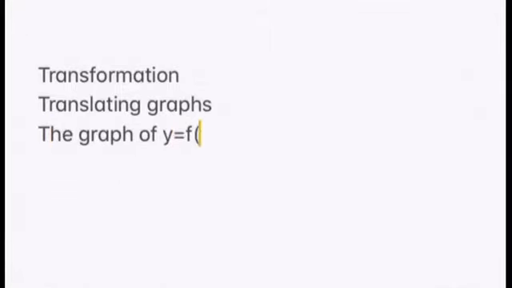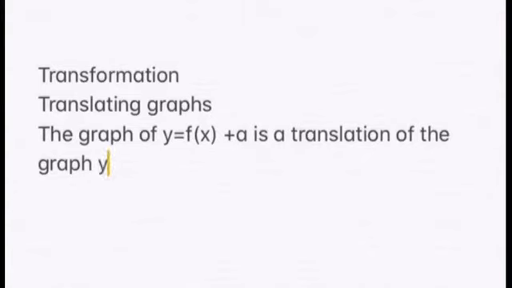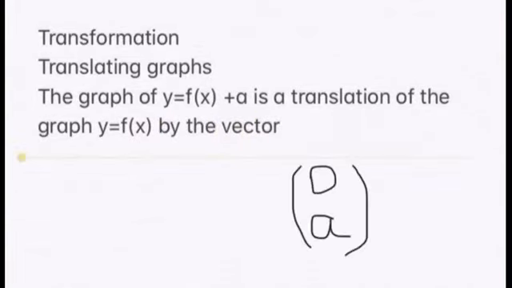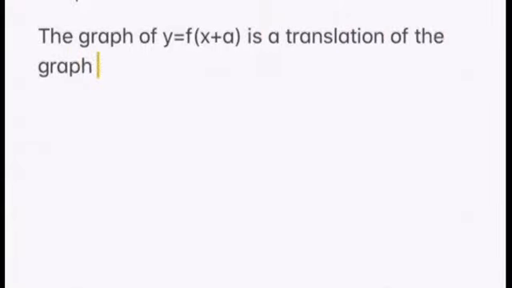Now we're going to look at transformations of graphs. The first thing that we're going to look at are translations. Adding or subtracting a constant outside the function translates a graph vertically. However, adding or subtracting a constant inside the function translates the graph horizontally. But this does the opposite. Let's see what I mean.